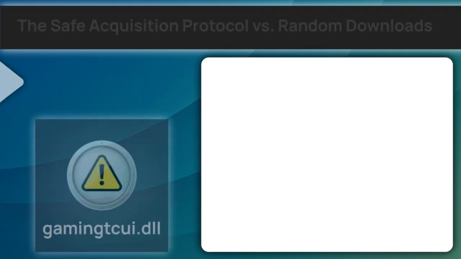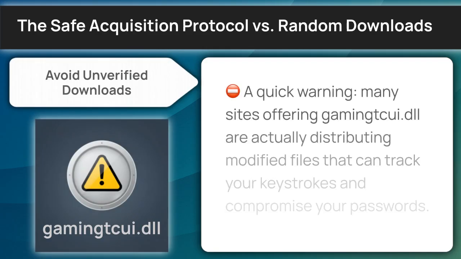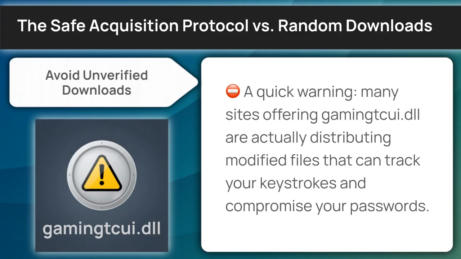To protect your system architecture, I have a few recommendations regarding file authenticity. The version of the Gamingtcui.dll found on most download sites is often compiled for different hardware, which can cause your CPU to work harder or crash.